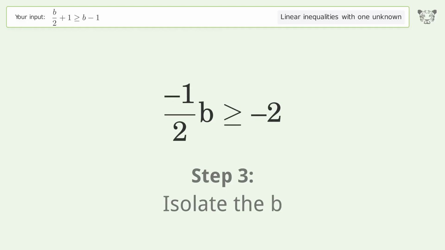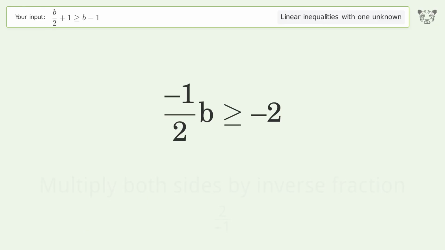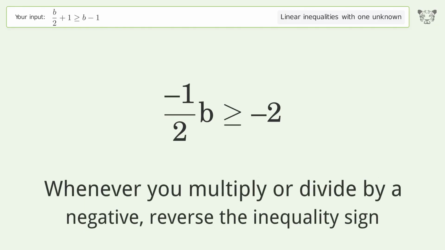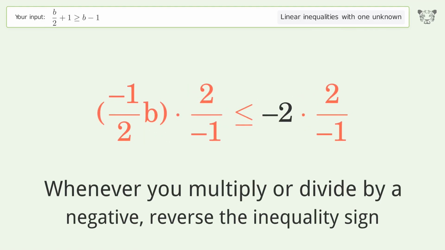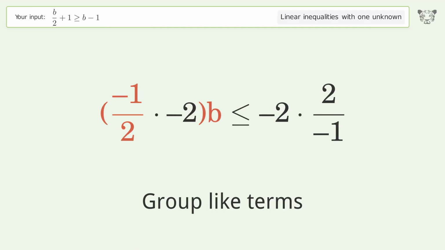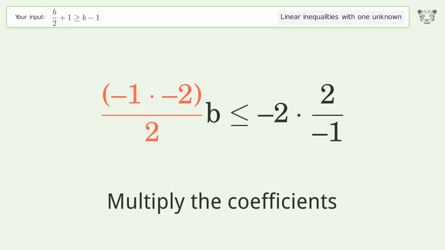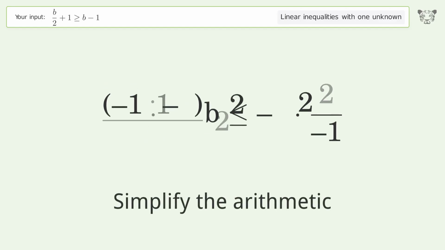Isolate the b. Multiply both sides by inverse fraction 2 over -1. Whenever you multiply or divide by a negative, reverse the inequality sign. Group like terms. Multiply the coefficients. Simplify the arithmetic.